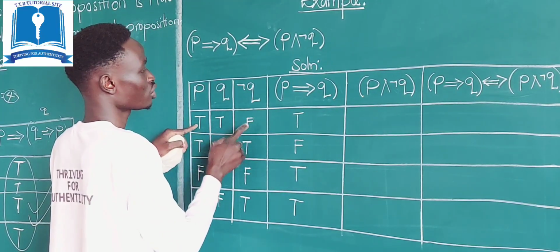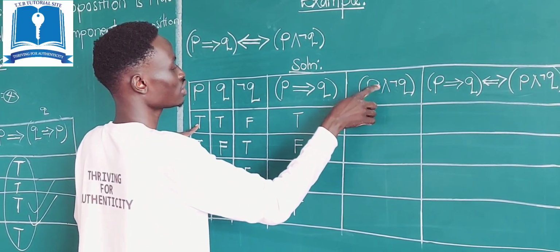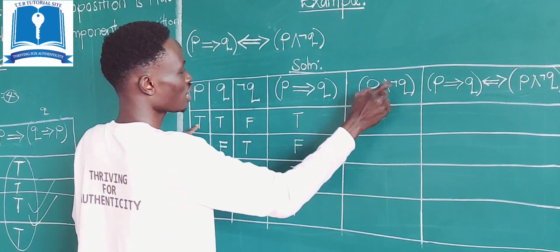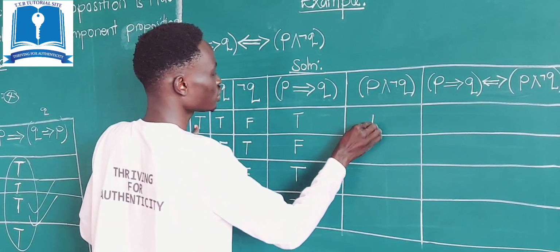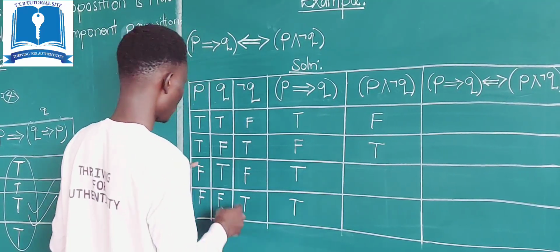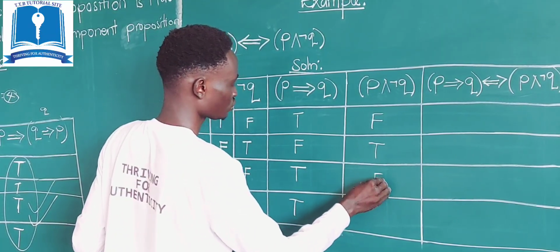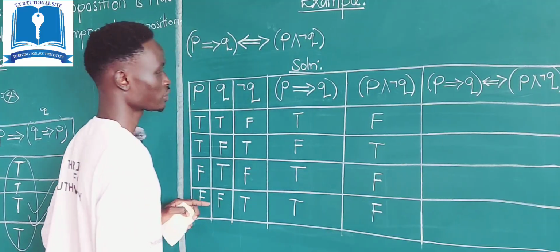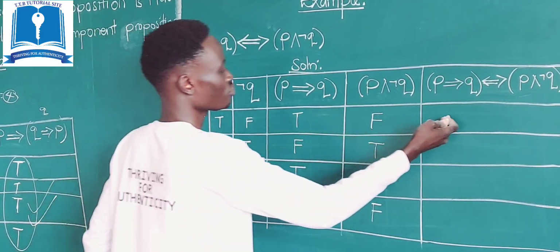For conjunction we say a statement is true when both P and Q are true. So now let us see, it is true, false, meaning it is false. It is true, true, meaning it is true. It is false, false, meaning it is false. It is false, true, meaning it is false. So now we have solved this and also this. Now let us solve the whole of this.